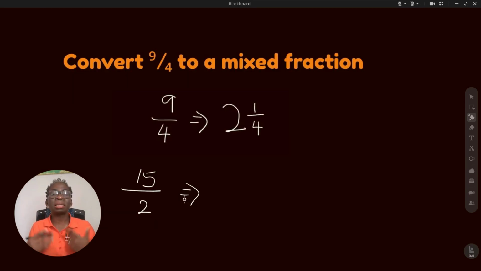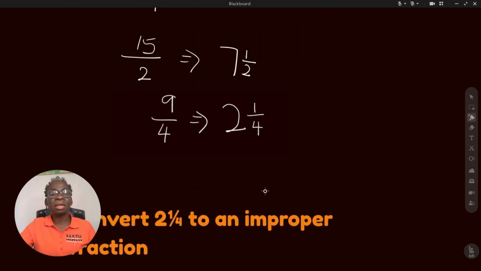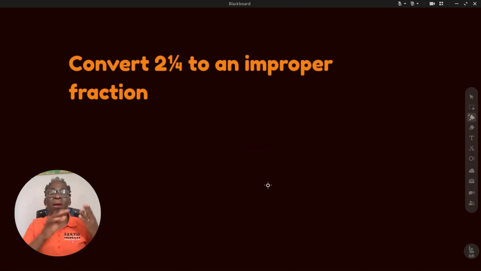Let's convert this to mixed fraction. How many times will 2 go in 15? 7, right? Then what do we have as the remainder? We have 1 as the remainder. So that will be the numerator, and then we have over 2. Now let's switch it. Let's convert from mixed fraction to improper fraction.